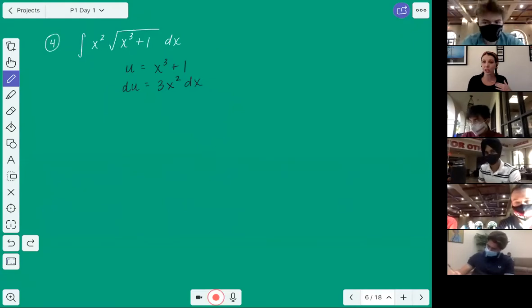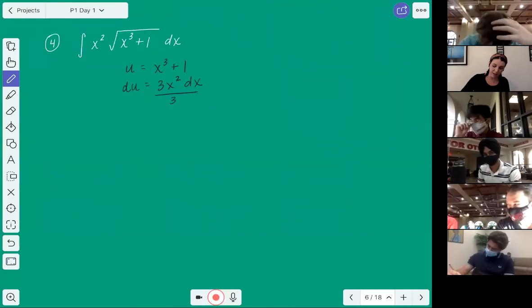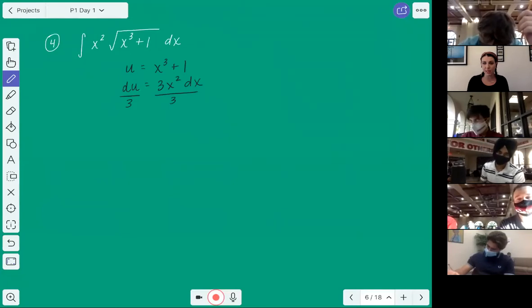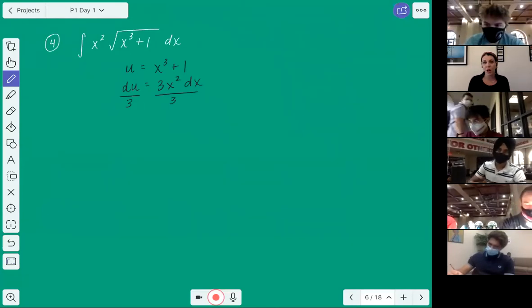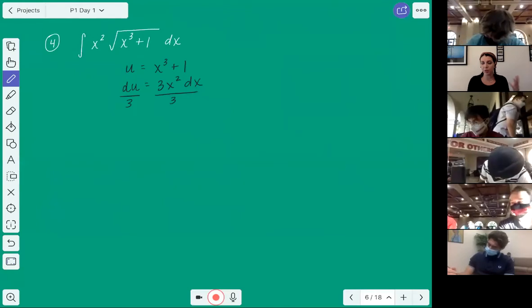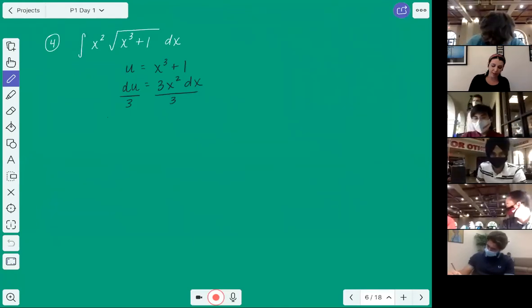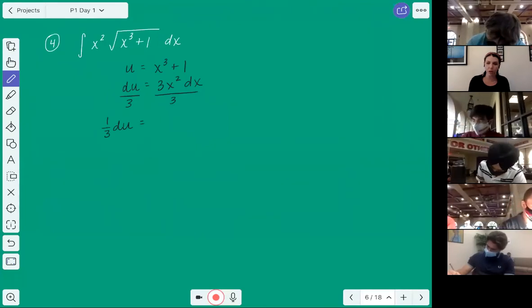So what I actually need to do is divide both sides of this by 3. This is a really important step. Make sure you write this down. They show this in a bunch of different ways on Khan Academy and on YouTube and all that kind of stuff. Make sure you show it like this. I prefer to write this as 1/3 du. I like to make a new line once I've done this. 1/3 du is equal to x squared dx.